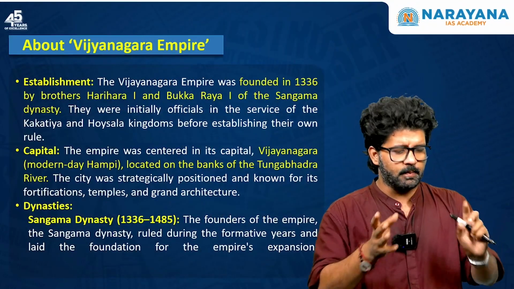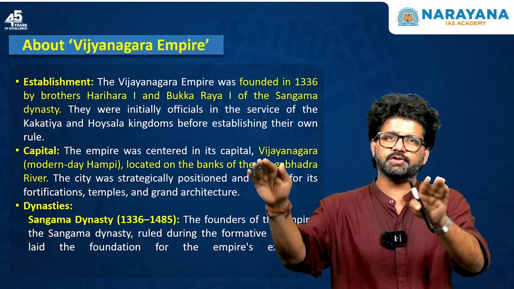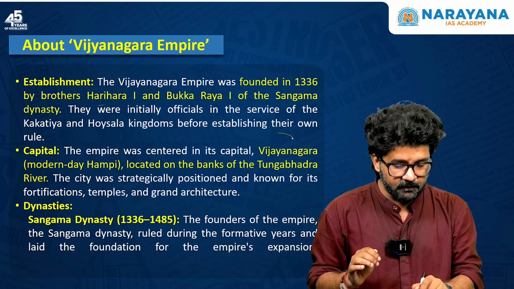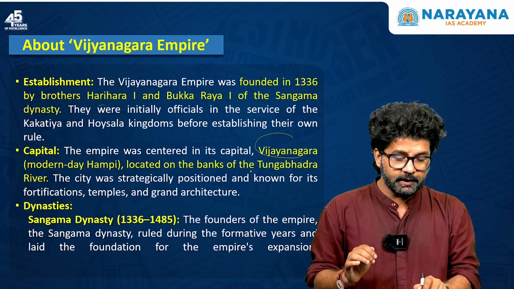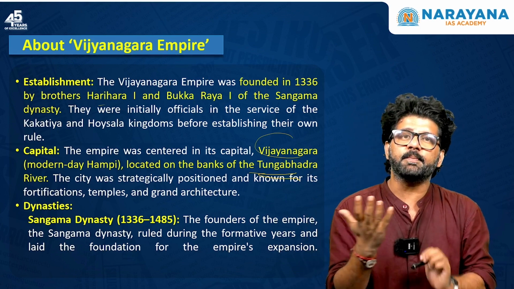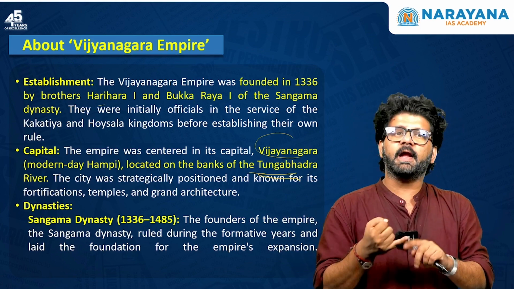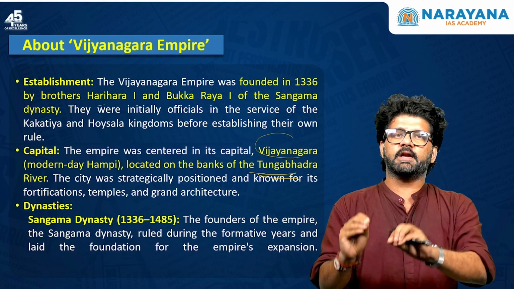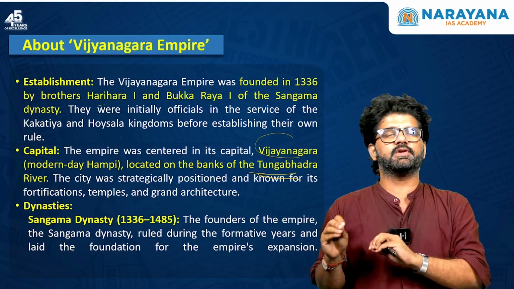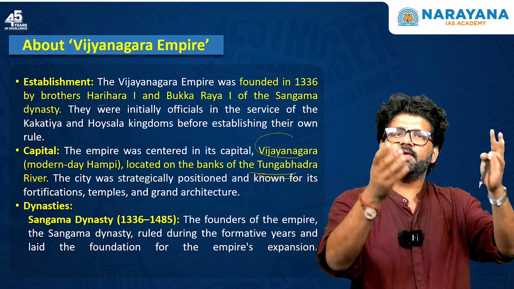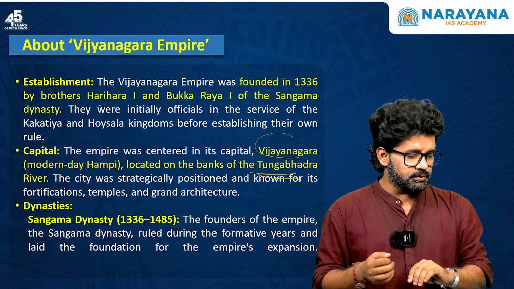So now the Vijayanagar Empire. We should know something about it. Already we have seen a chronological description of the Vijayanagar Empire. Harihar and Bukka, 1336, capital Vijayanagar, Hampi. Located on which river? All these points are important from both prelims as well as mains perspective. Tungabhadra River. Again a question for you: the Tungabhadra River is a tributary of which major river of the south? Is it Krishna? Is it Godavari? Is it Kaveri? Which river is it? If you know it, please post it in the comment section.